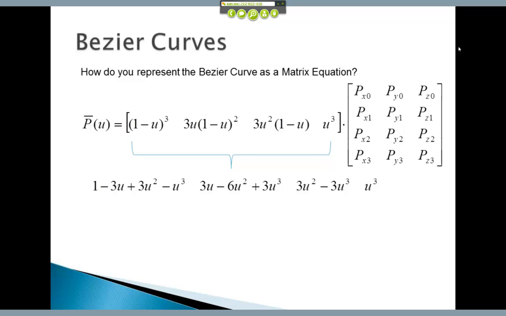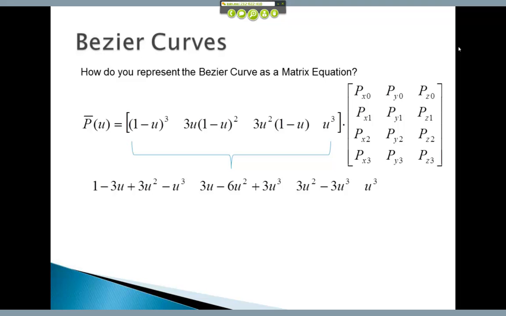cubed is 1 minus u, 3u, plus 3u squared minus u cubed. The middle one is 3u minus 6u squared plus 3u cubed. The third one is 3u squared minus 3u cubed. The last one is u cubed.